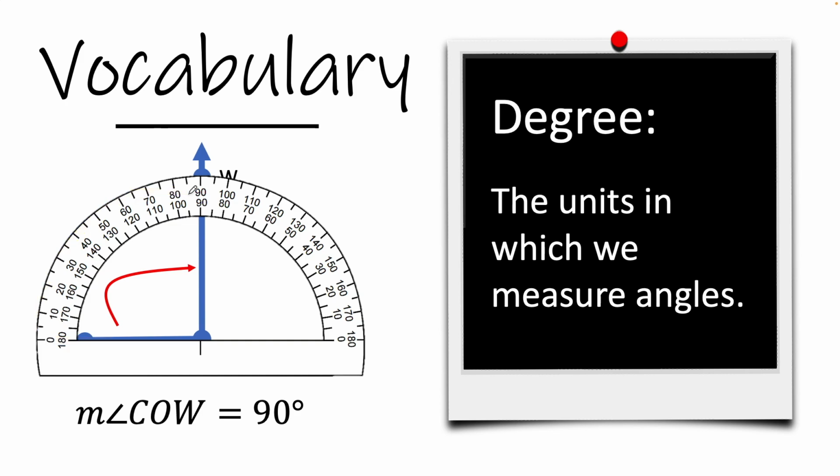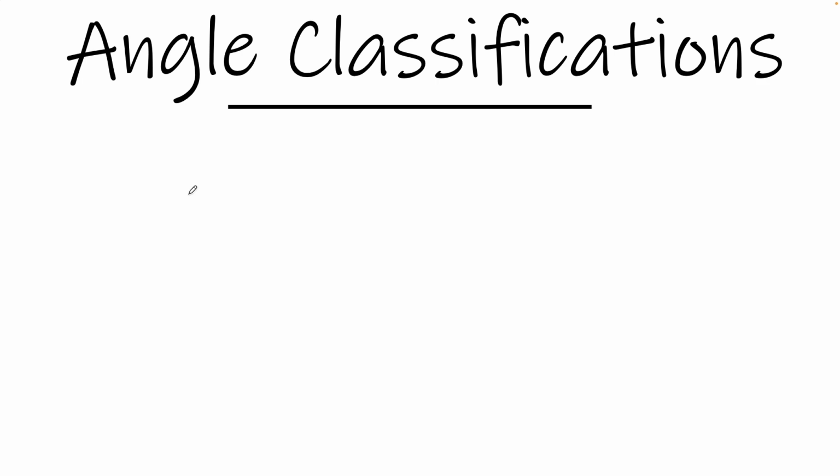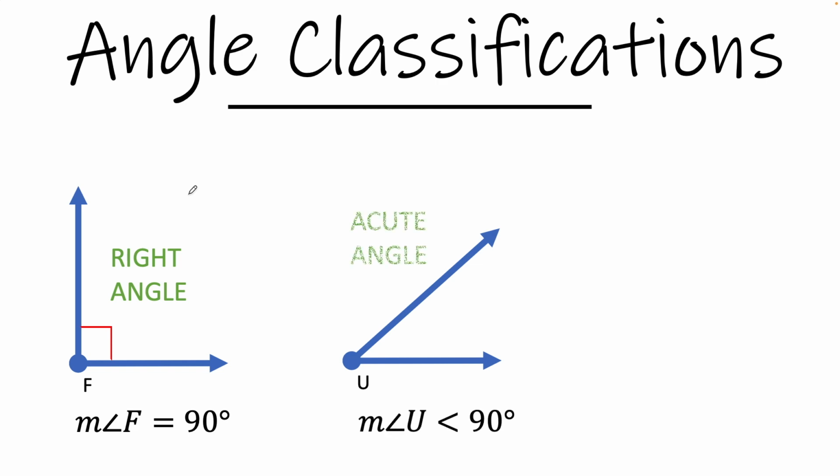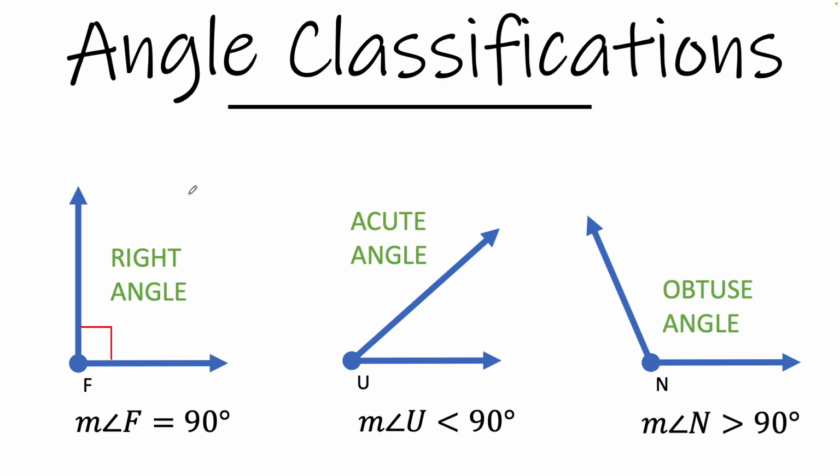And since we're talking about right angles, let's talk about angle classifications. There's 3 different types of angles. One, we just saw, is an angle that measures 90 degrees. Okay, so that's a right angle. Now, if you squeeze it, make it smaller, any angle that's less than 90 degrees, we call an acute angle. If it's bigger than 90 degrees, we have an obtuse angle.